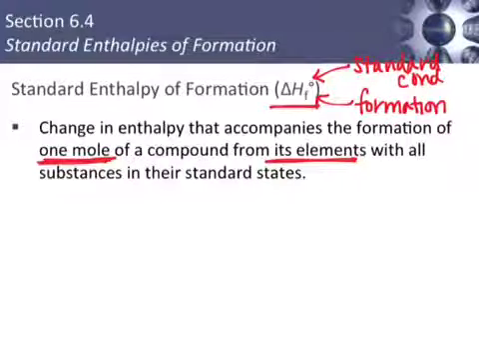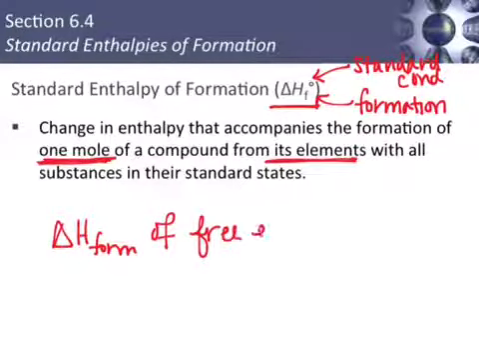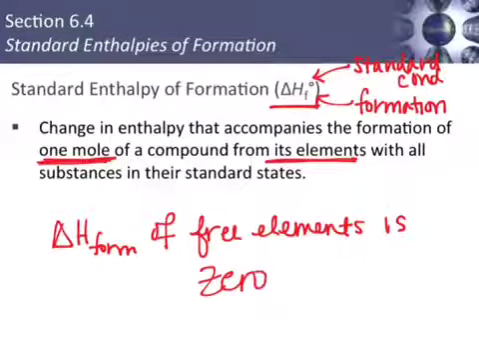The delta H formation of free elements, so anything that's on the periodic table or your diatomics, is 0. Because it's not really being formed from anything. So it's 0. You said those were the diatomics? Your diatomics or anything that's on the periodic table. Or just anything? So yes. Okay. Oh, that makes sense.